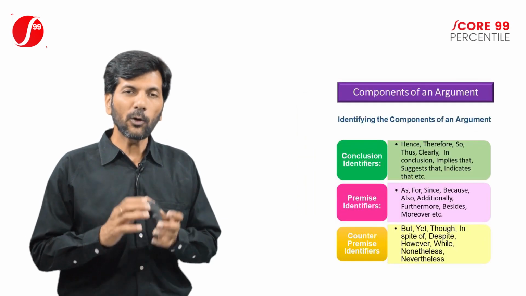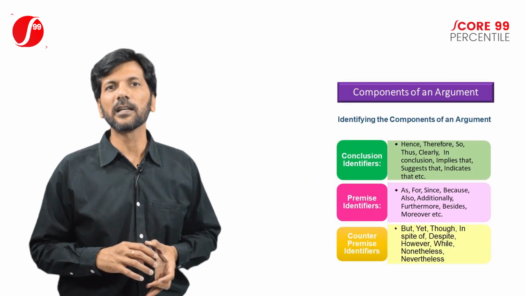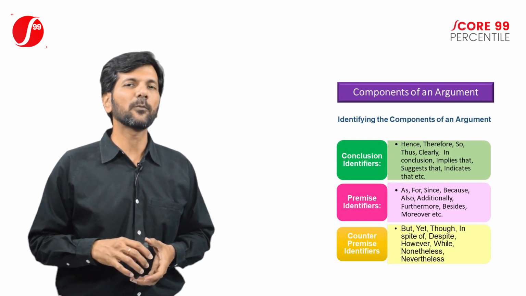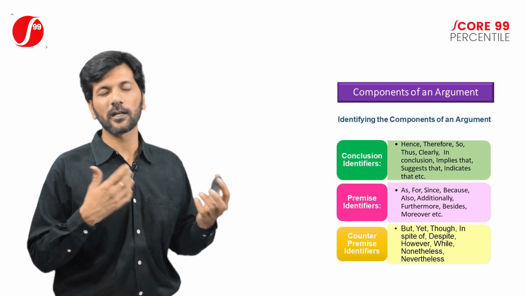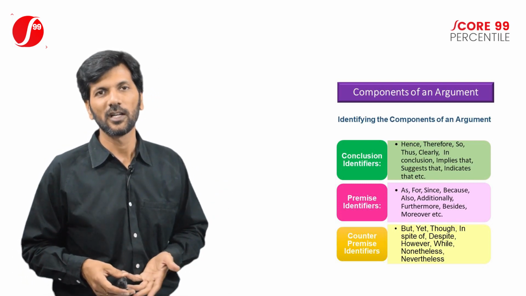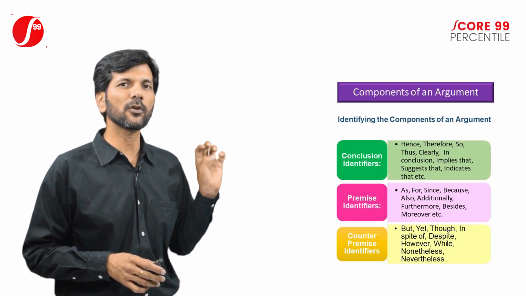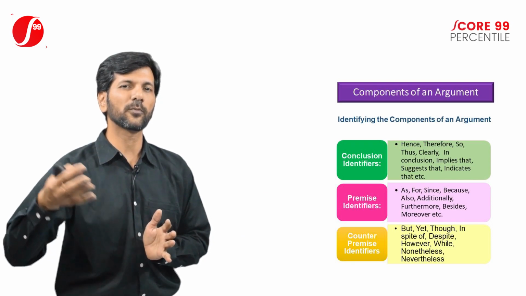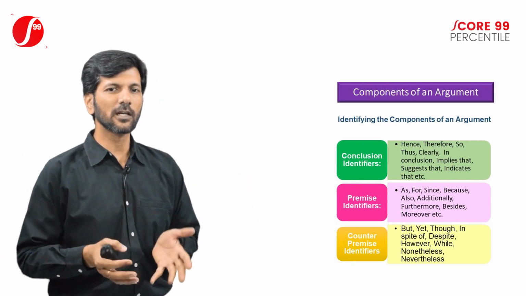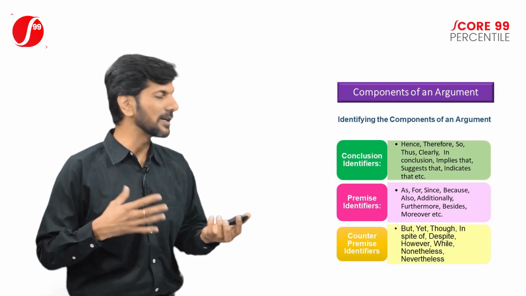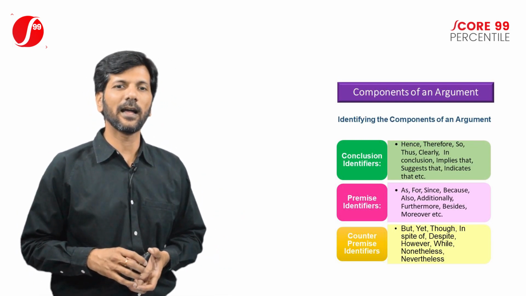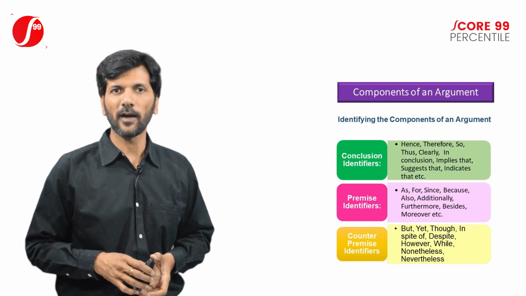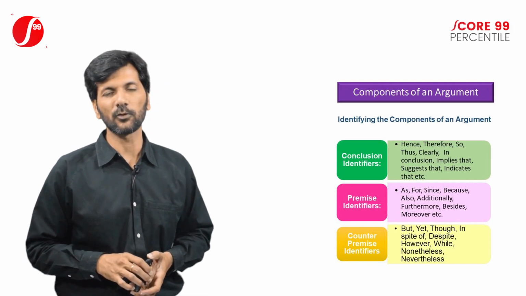Now how do we actually recognize which part of your argument is the premise and which part is your conclusion? For this we will take the help of certain identifiers, which are called conclusion identifiers and premise identifiers. These are the key words that will help you recognize that some part is the result of some other part, or some other part is actually providing support for some other part. For conclusions, you have words like hence, therefore, clearly, so, thus, and things like that, implies that, suggests that, indicates that. All these will be your conclusion identifiers to help you identify which part is your conclusion.